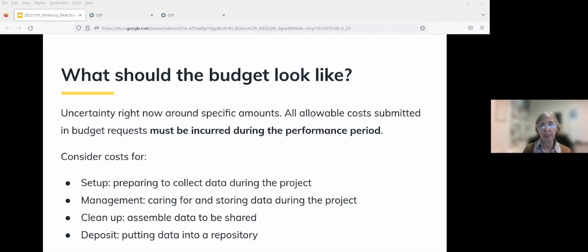What should the budget look like? So there are still a number of things we don't know in detail, but we do know that all costs must occur during the performance period. Researchers and grant staff should consider whether specific costs will be incurred for setup, management, cleanup, and data deposition. NIH provides one example on their website. For example, if a DMS plan proposes preserving and sharing scientific data for 10 years in an established repository with a deposition fee, the cost for the entire period must be paid before the end of the period of performance.